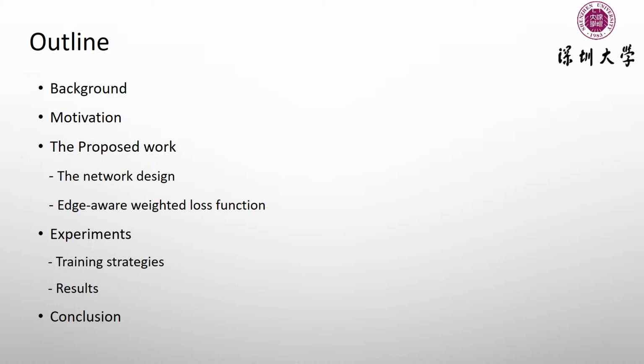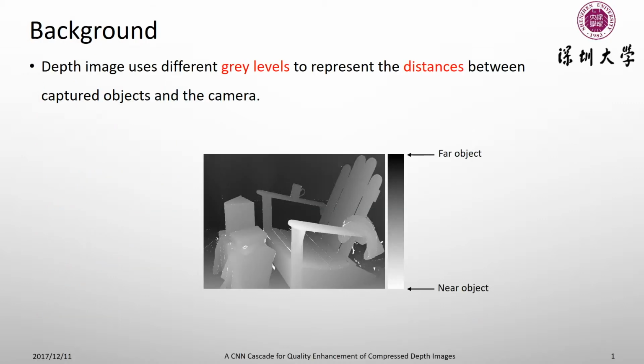Okay, let's move to the first part, background. Depth images are different from RGB images in that they use different grey levels to represent the distance between the captured objects and the camera. We can see from this figure, the darker areas mean they are further from the camera and vice versa.